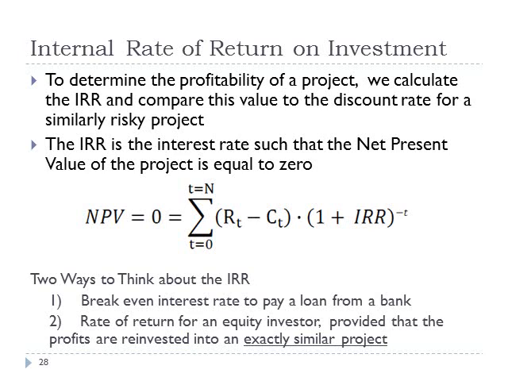So the IRR is the interest rate in the net present value calculation such that the net present value is equal to zero. The net present value, as we saw before, is the summation of the cash flow time series. Here R_t is revenues and C_t is costs, so R_t is positive and C_t is negative, with a minus sign in front of it. Each year's cash flow gets multiplied by (1+i)^-t, and we're solving for what value of i makes the net present value equal to zero.